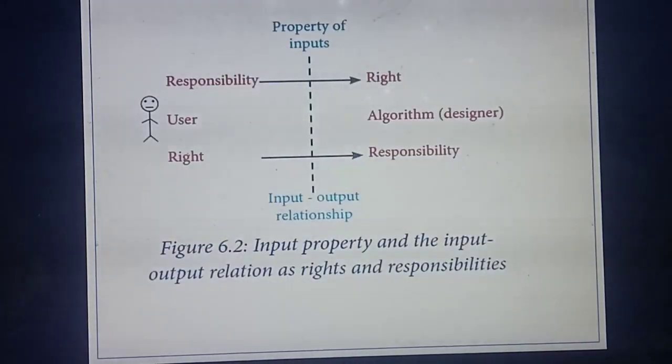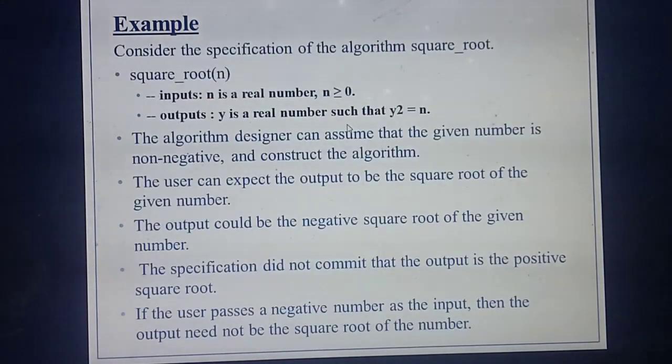Okay, so see, one diagram they are giving. So one user is there. The user has the particular right and the responsibility for saying all of his needs. And this is the designer. The designer has the rights and responsibility for satisfying all the needs of the user. Understood? Okay.